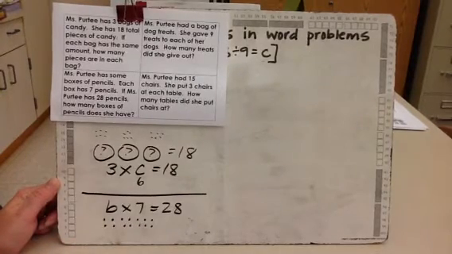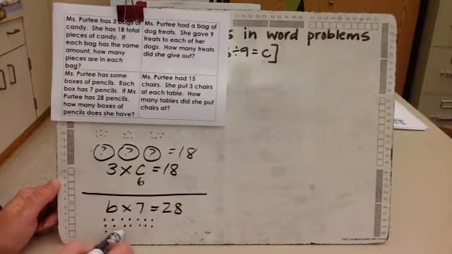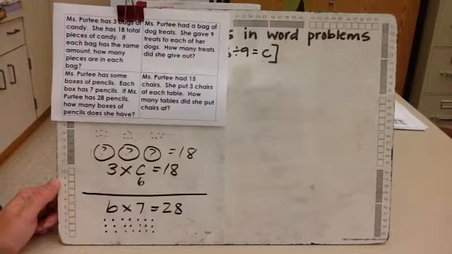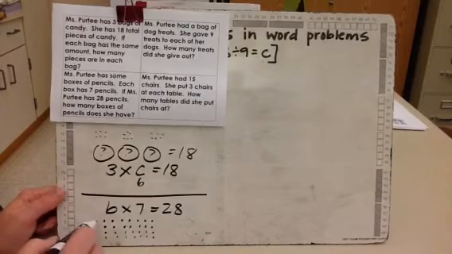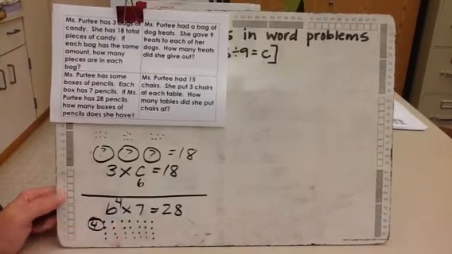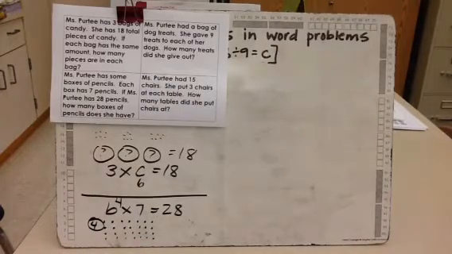14 pencils is 2 boxes of 7. 21 pencils is 3 boxes of 7. 28 is 4 boxes of 7. So the value of B is 4. I have 4 groups of 7 for all 28 pencils.